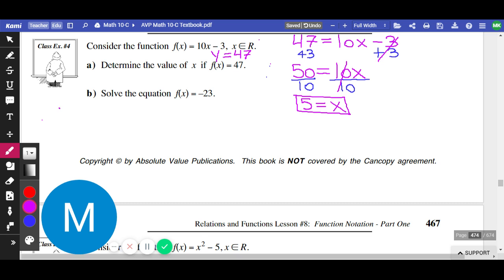Okay, so they use function notation to also give you outputs. They just flip it, right? That's the only way it changes. So if you look at B, if we were to try that, it says solve the equation f of x equals negative 23. They're telling you y equals negative 23. If they give you y, you're looking for x. The way we do that is by making the substitution and then isolating. So we're going to go up to this equation. We're going to change f of x to be negative 23. Everything else stays the same.